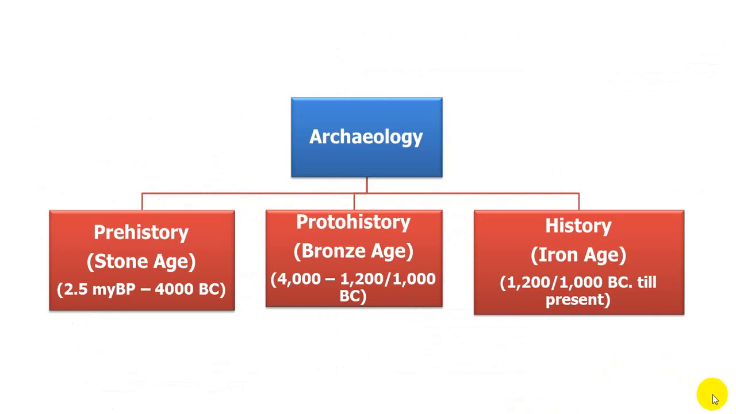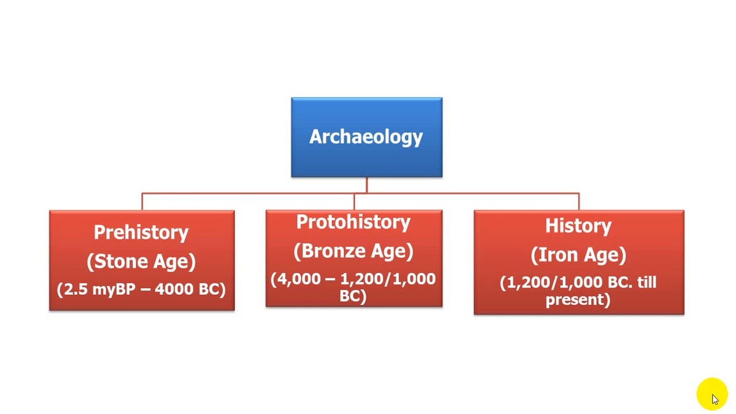C.J. Thomsen introduced the three-age system in archaeology around 1836. The subject of archaeology is entirely based on the three-age system. This periodization of human prehistory and history is named after their respective tool-making technologies. The first category, prehistory, literally means before history or before written records. It starts from 2.5 million years before present up to 4000 BC.